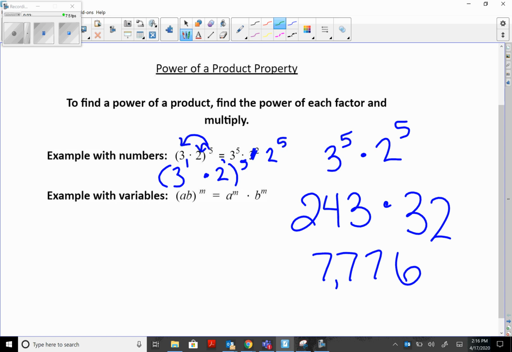So I need to make sure that I raise the a to the mth power, and then I also need to make sure I raise the b to the mth, or the power of m. Now, that's all I can do. I can't simplify it anymore because I don't know any of those values. So I leave it as an answer with variables.